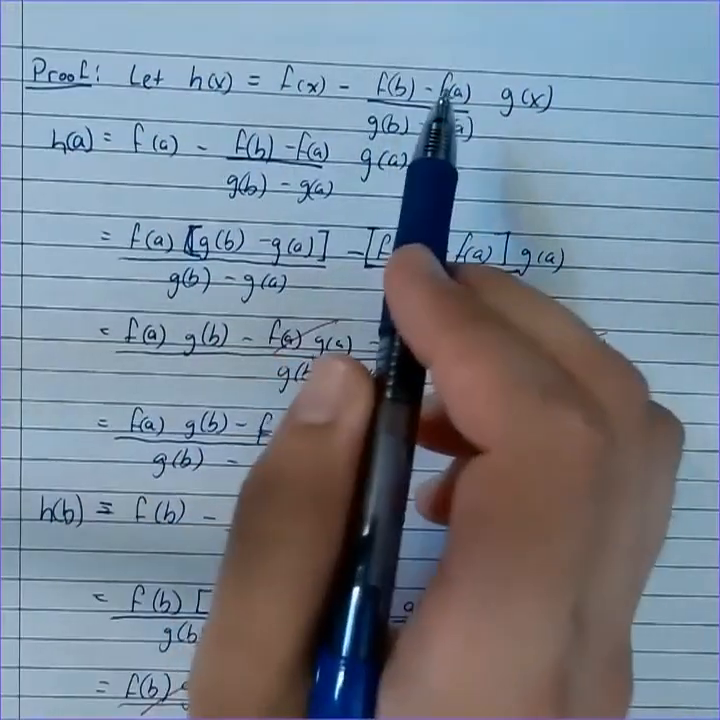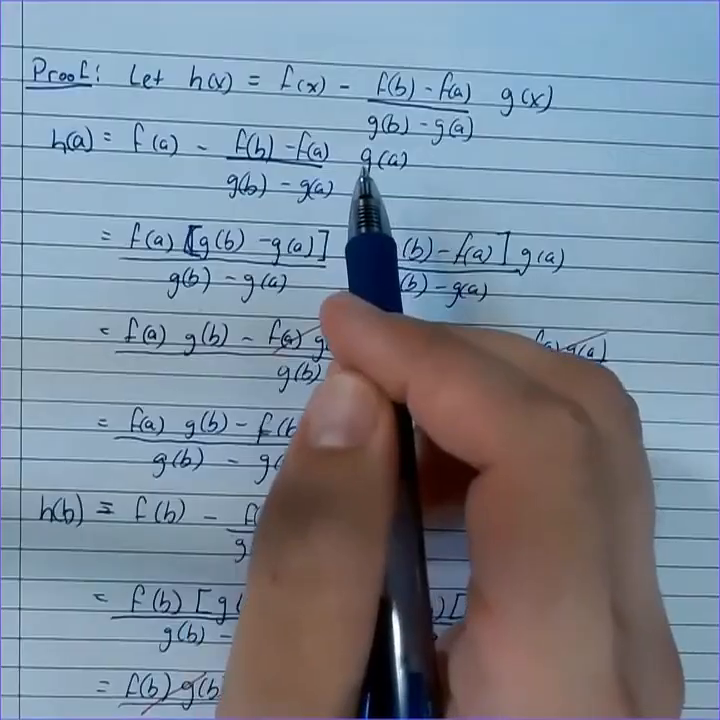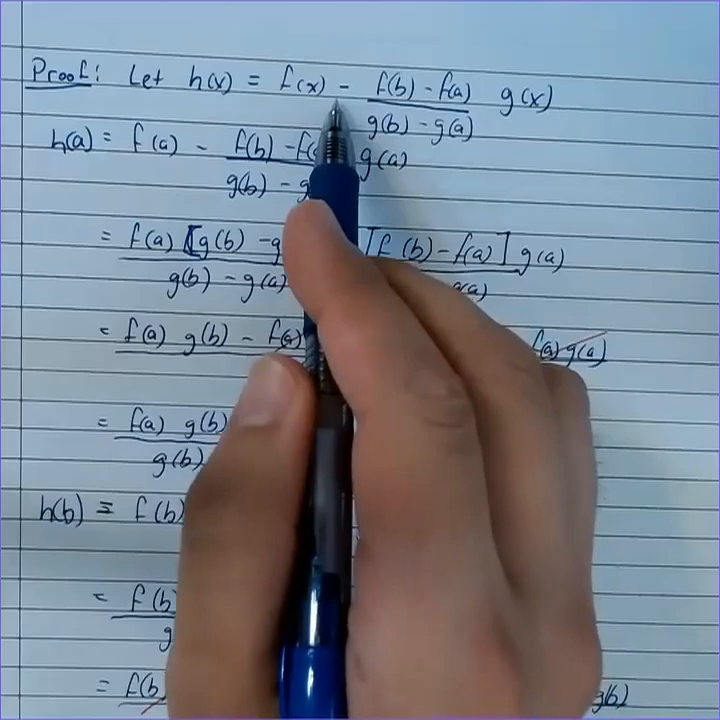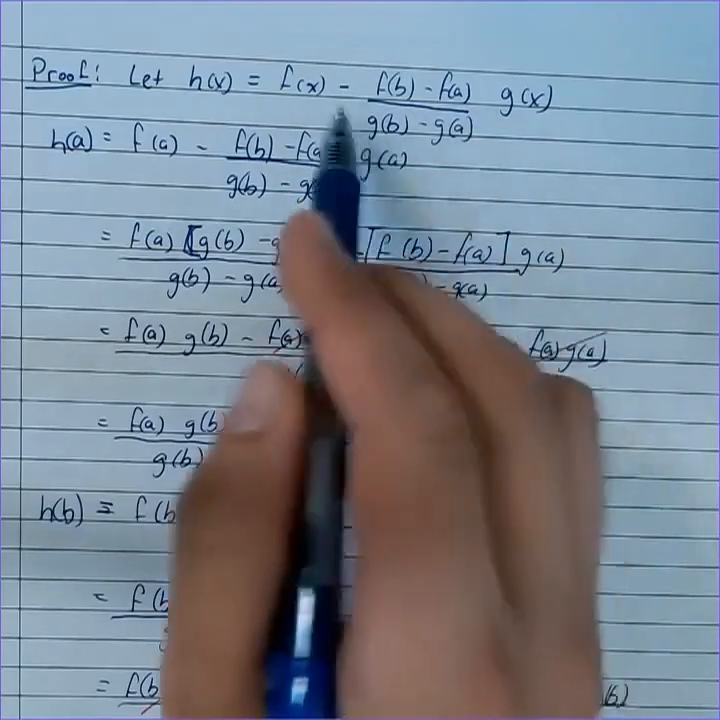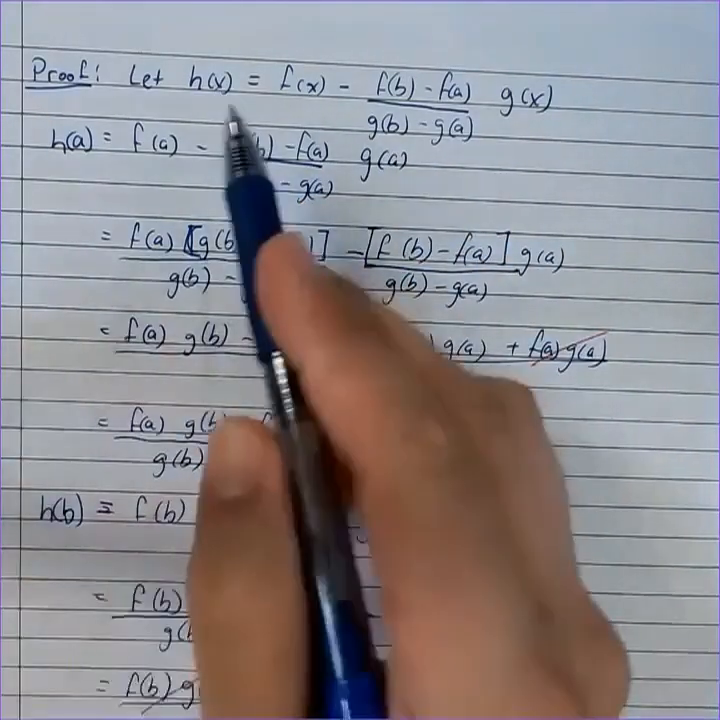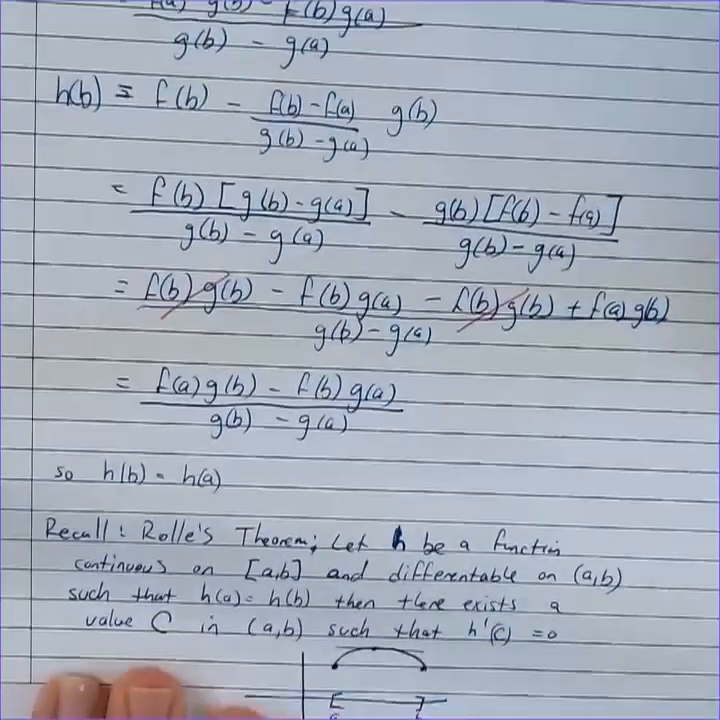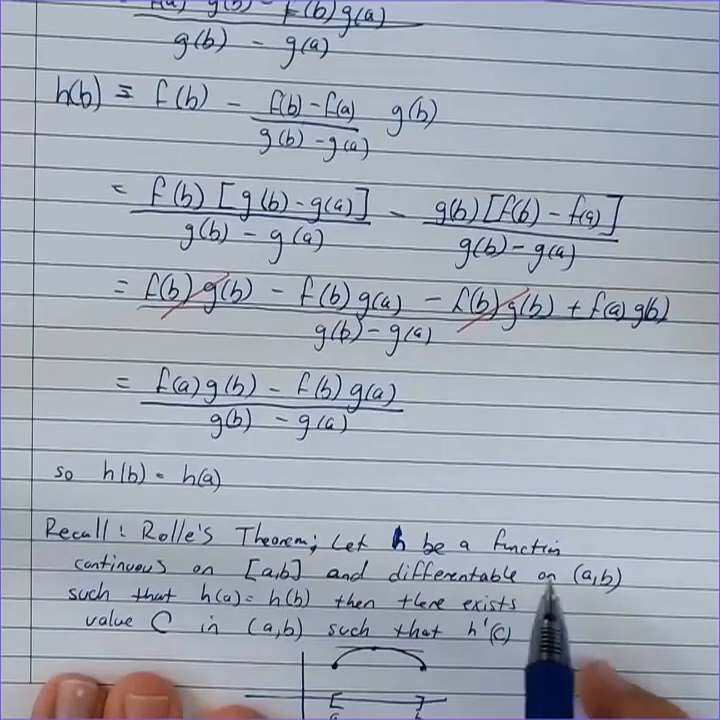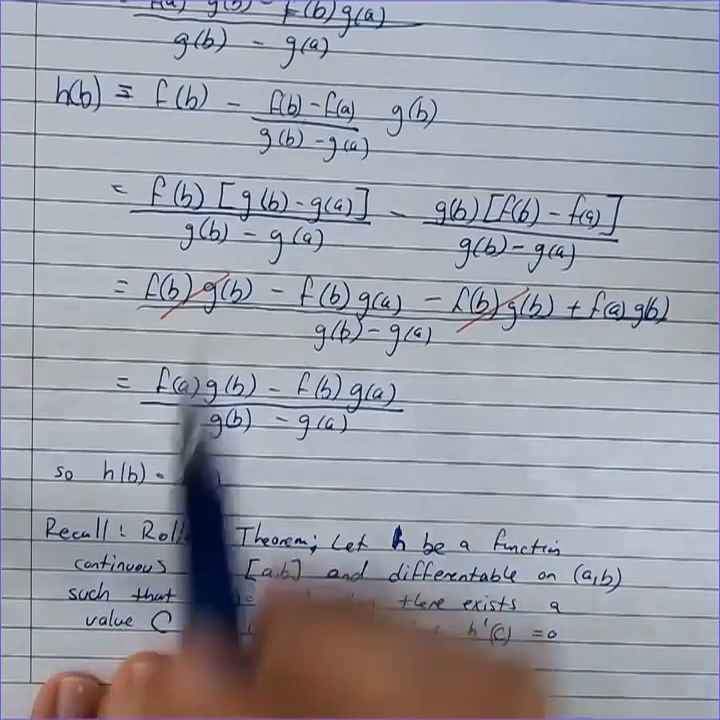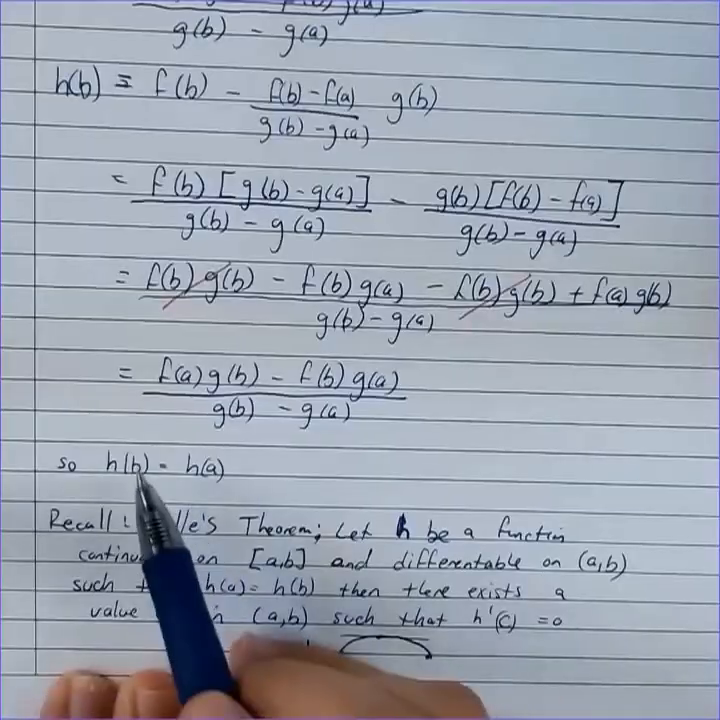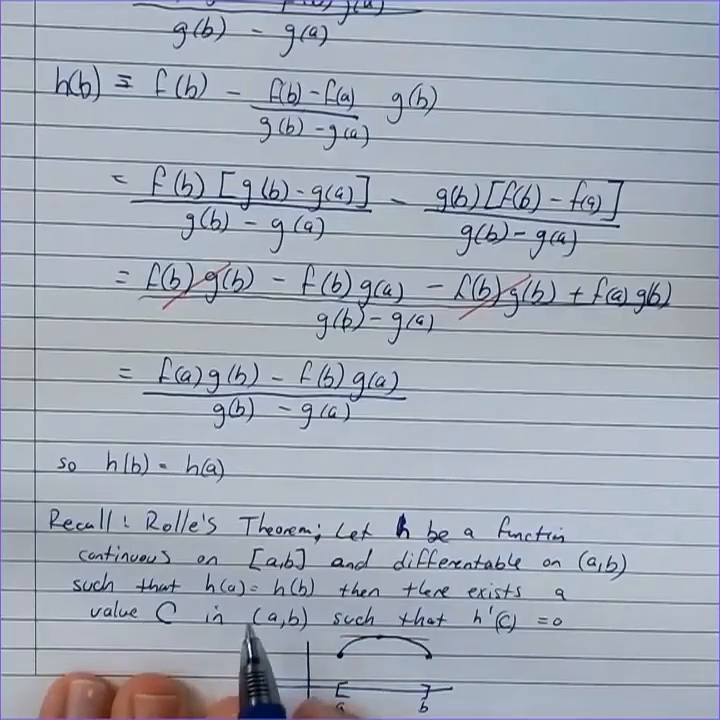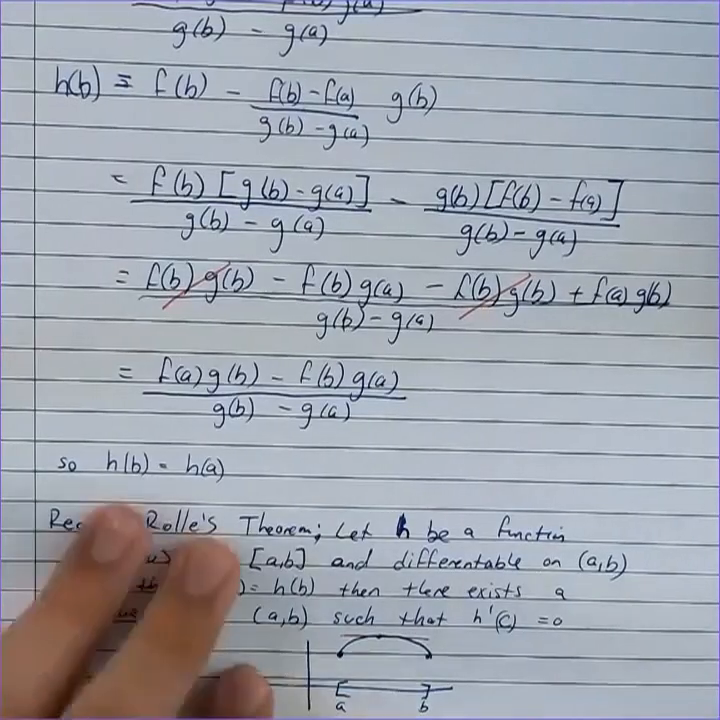After all, h is the difference of two functions, which means it's a function. Okay? The two functions that it's made out of are continuous on a closed interval from a to b and differentiable on an open interval from a to b. So h will also have those properties. So h is a function continuous on the closed interval from a to b and differentiable on the open interval from a to b, such that, and here we've proven that h at a is equal to h at b. So that means there must exist some number c in that interval so that h prime of c is equal to 0.